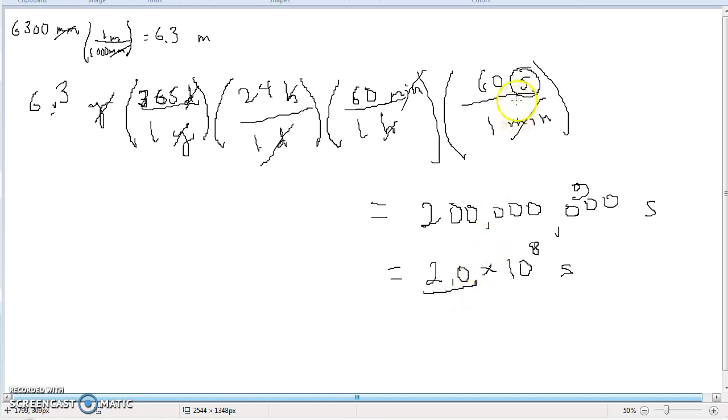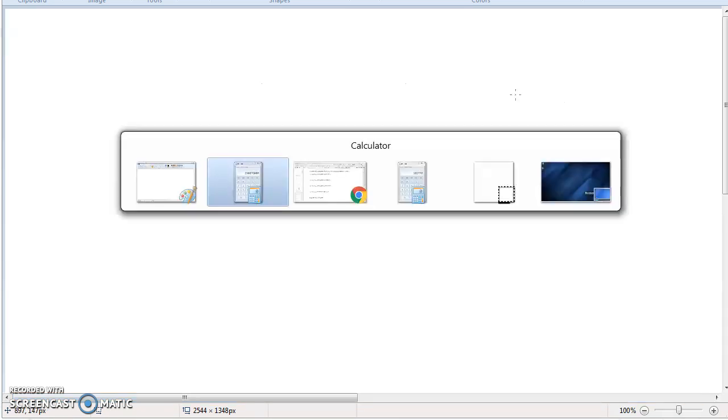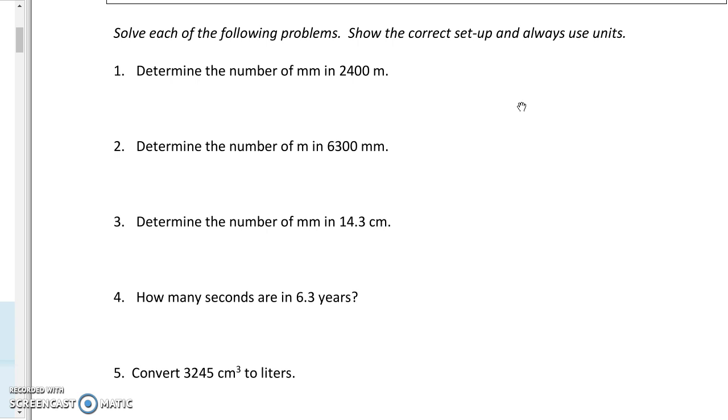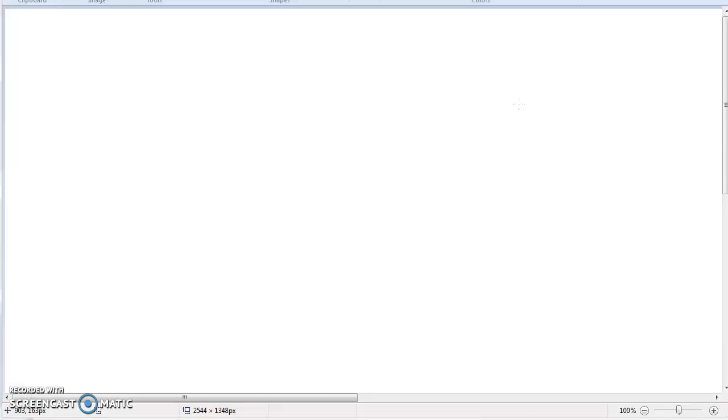All right, so that's number 2. I'm now going to do number 4 for you. In number 4, how many... Oh, that was number 4, sorry. I'm now going to do number 5 for you. 3245 cubic centimeters to liters, all right?